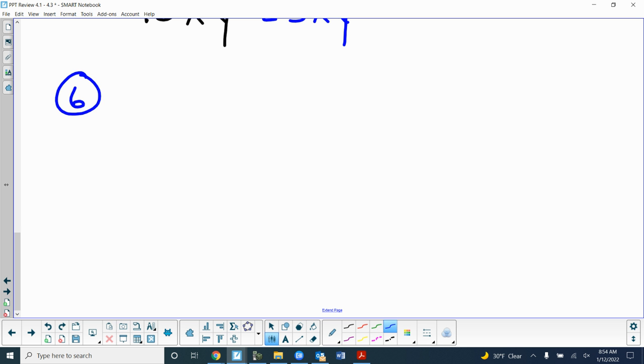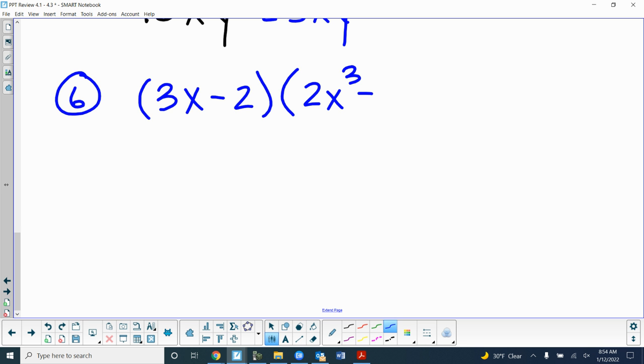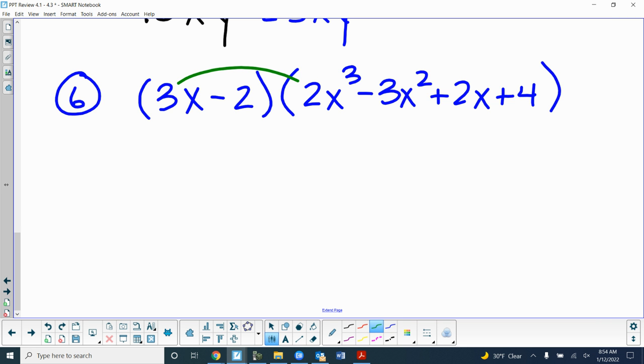So Vince, what do I do for this one when I have a binomial times a quad, a 4-term polynomial? Distribute it. Yeah, I got to distribute both terms, right? Okay, so I'm going to multiply 3x times 2x cubed, which is 6x to the 4, because I've got 1x there and 3. We're going to add the exponents, right? Right, AJ?